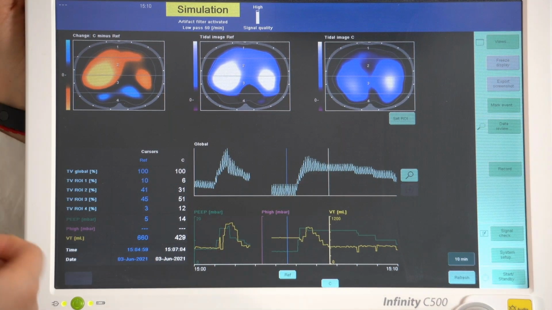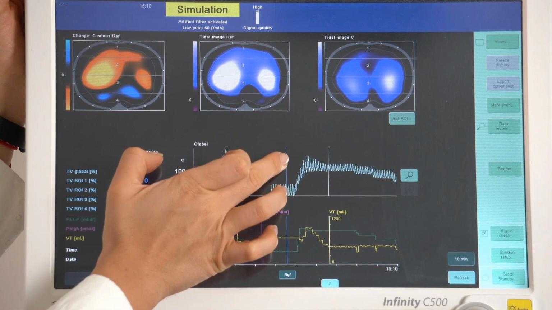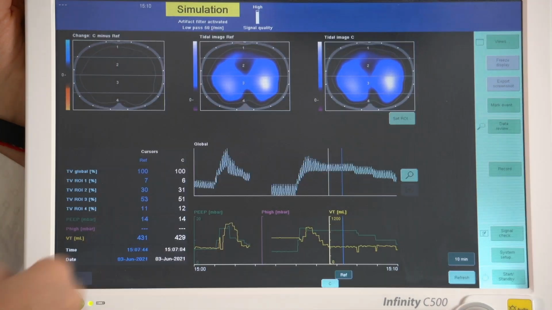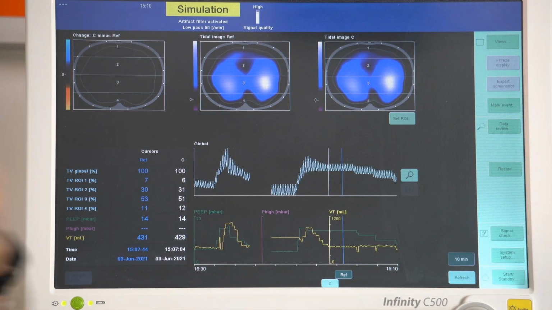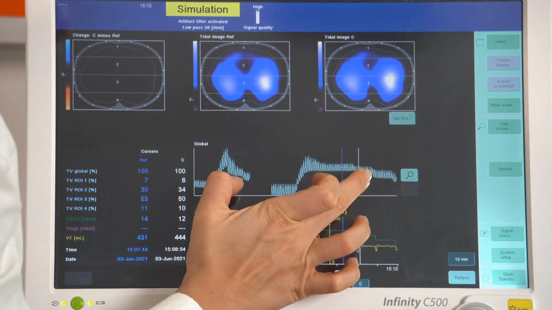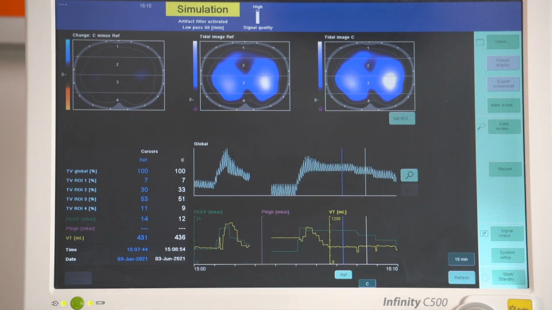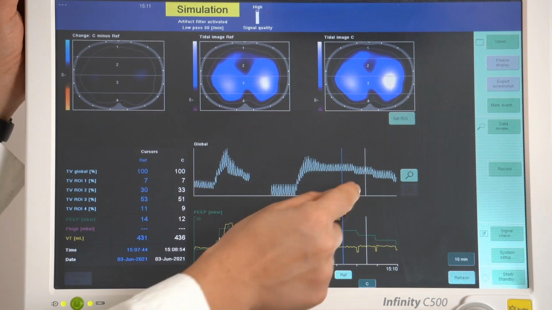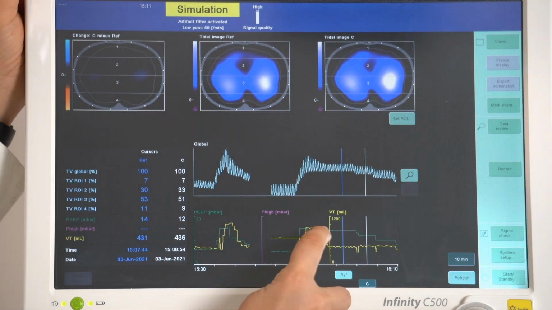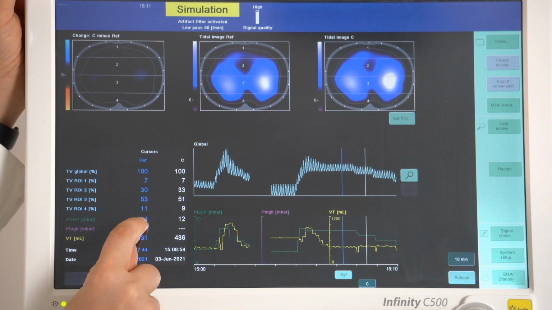So what do we do now? We put our cursor onto this post-recruitment stage. That's when the lungs stabilize. That's when we know that we have opened all the dependent regions of the lung. And we now start to evaluate the decremental PEEP trial. So we put cursor 1 to the next level of PEEP. We were at PEEP of 14, and we went down to the PEEP of 12.